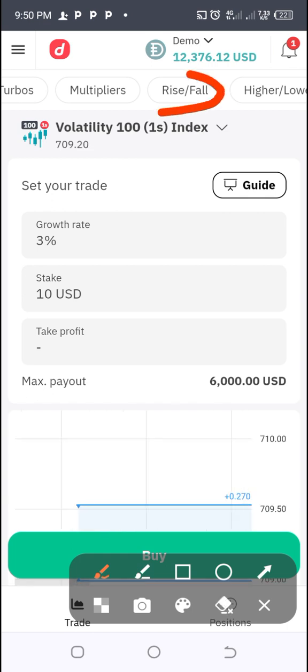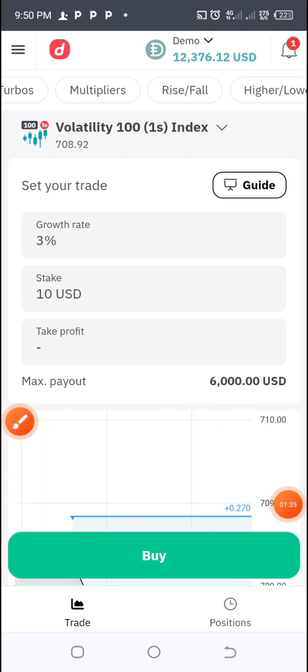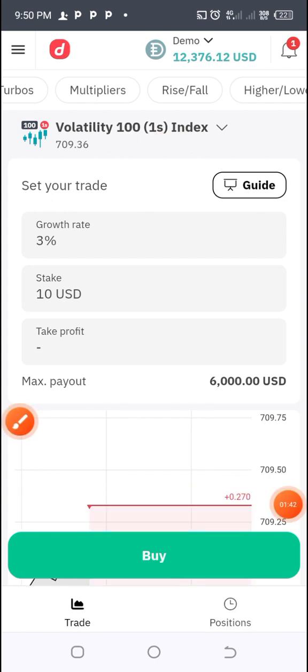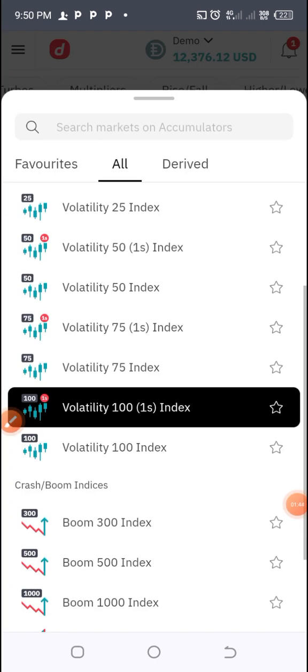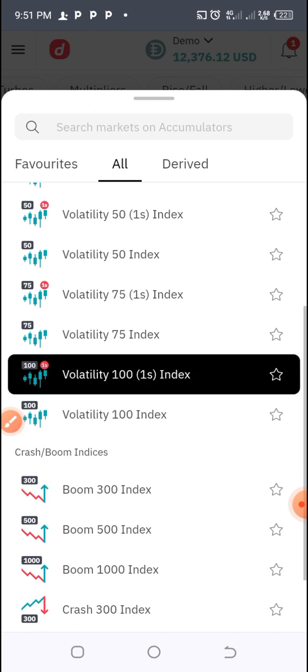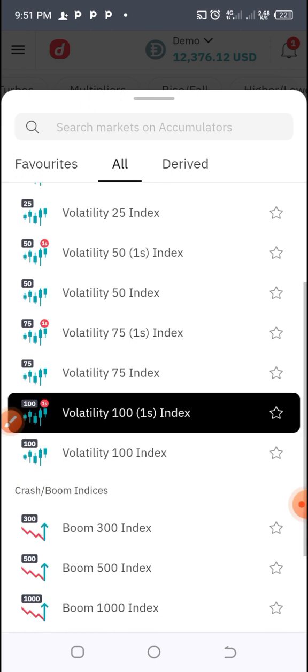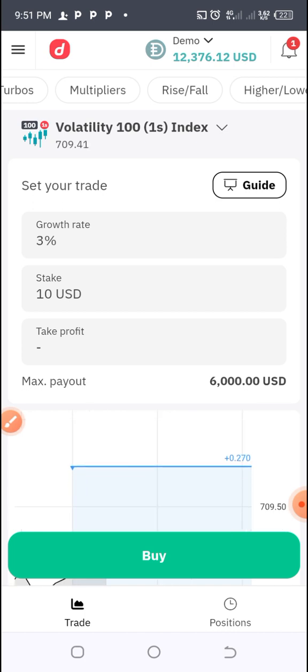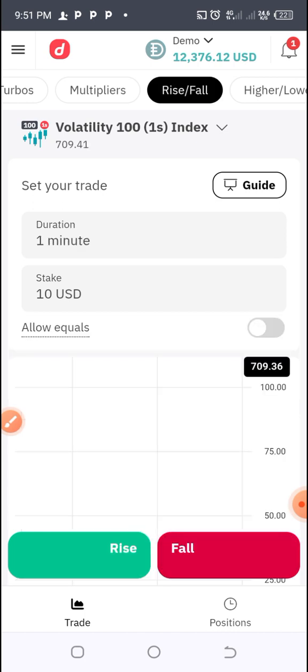So you go to Rise and Fall, then here you can select the asset you want to trade. For this time I can leave it at Volatility 100 (1s), but if you want you can click on that drop-down arrow, then you go with any of these. Since I want to go with this one, I can leave it like that. Once again, make sure that you are on Rise and Fall.